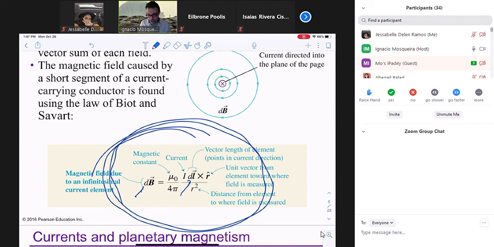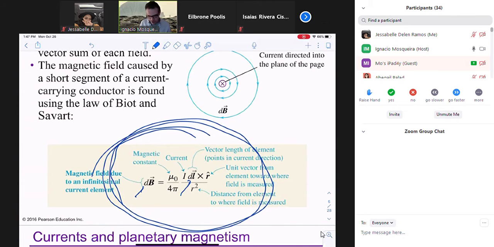Now, if you do it in general, the B field has to be integrated. If you have a wire that keeps changing directions, and the direction of the current keeps changing, then you have to do an integral. That's what they're telling you here. But we're going to try to avoid doing integrals.